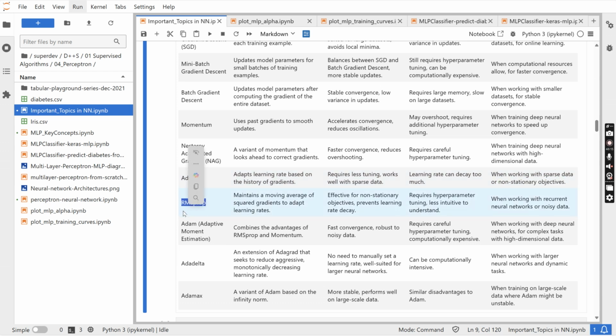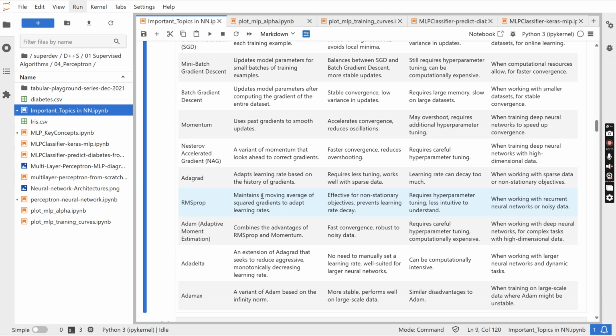Next is RMSprop. Basically, RMSprop maintains a moving average of squared gradients. Okay, root mean squared. That is what RMS stands for: root mean squared propagation. Root mean squared propagation, RMSprop.